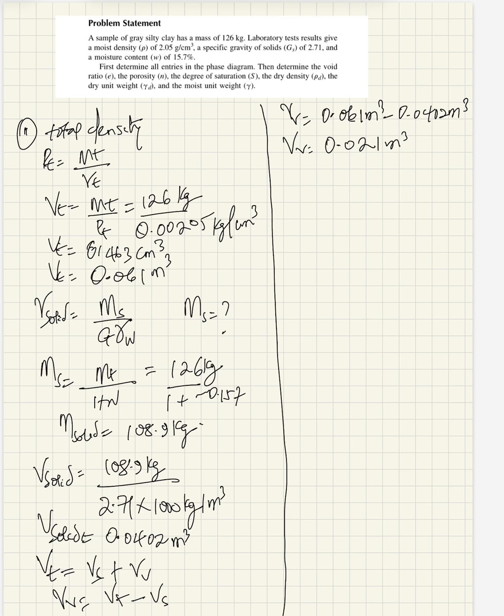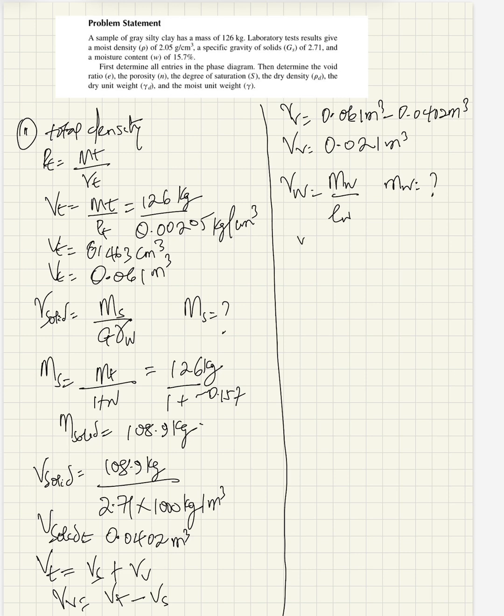So we know the volume of solid and the total volume, and to know the volume of water is easy. We can do that in two ways. So the first one is we can say volume of water equals mass of water over density of water. So we don't know the mass of water yet.